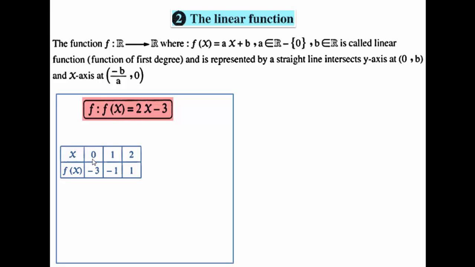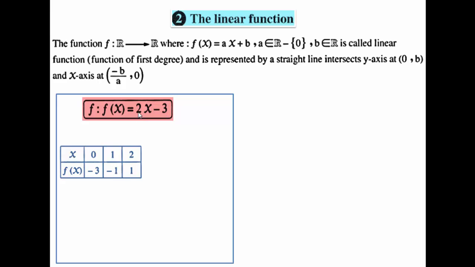We will put the first number as 0, the second as 1, and the third as 2. If we substitute 2x by 0, the first value of f of x will be 2 multiplied by 0, which equals 0. The result will be negative 3. Substitute x by 1: 2 times 1 equals 2, minus 3 equals negative 1.